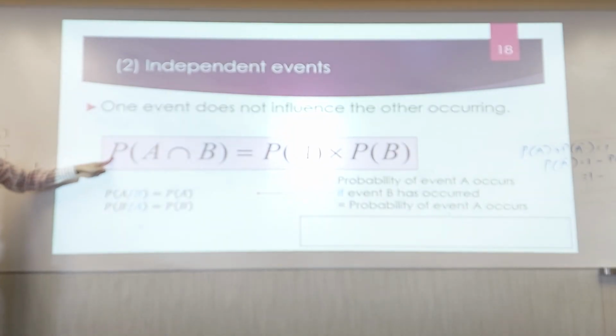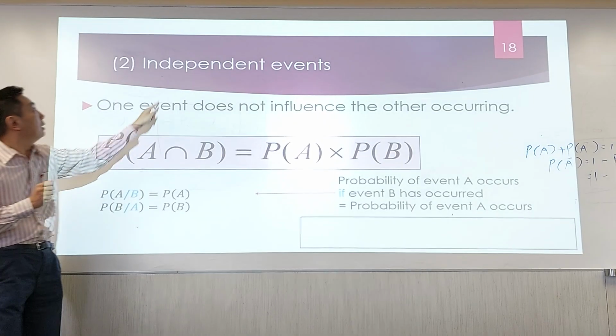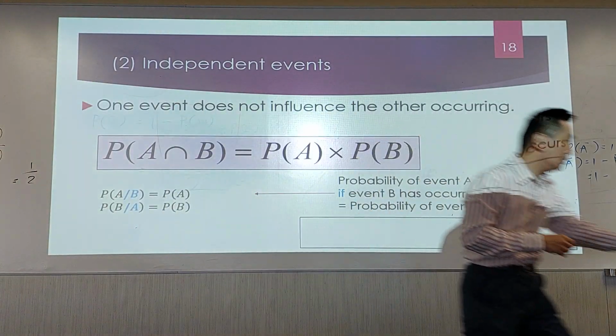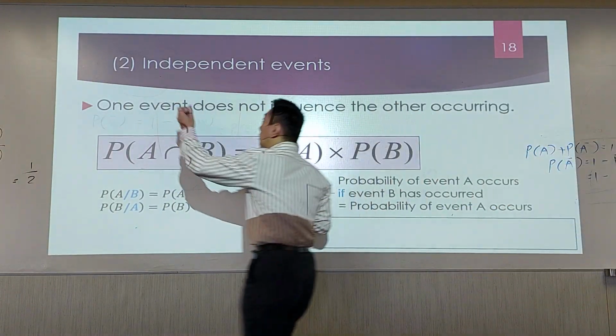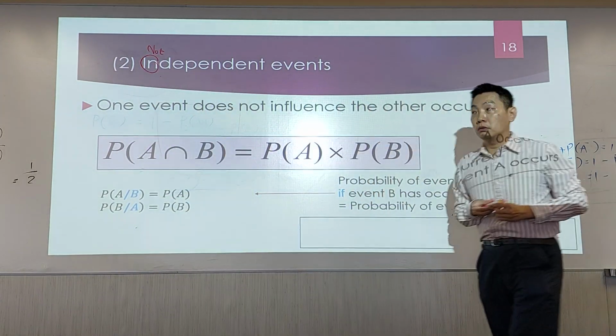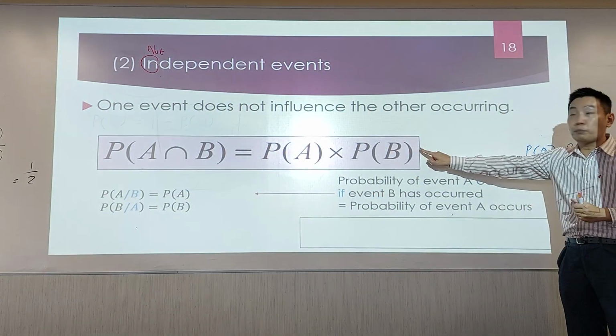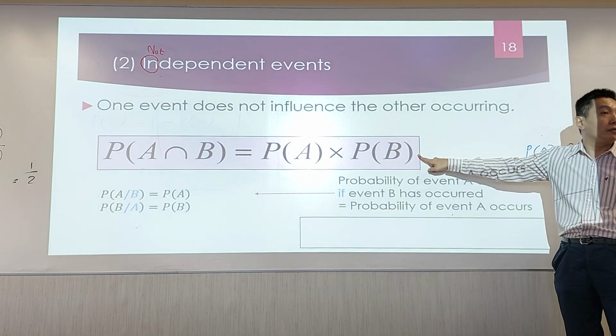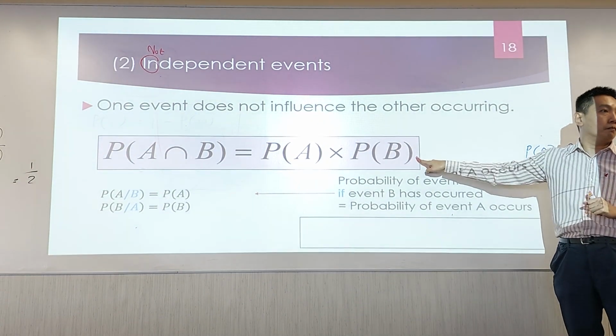Independent means not dependent on each other. In means not. Not depend. Okay, so this is the important formula that you need to know for independent events.